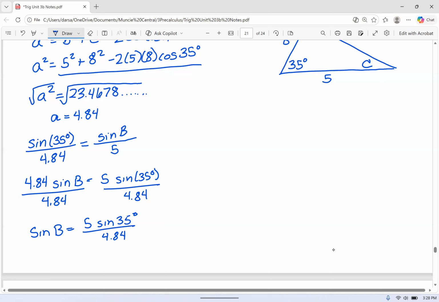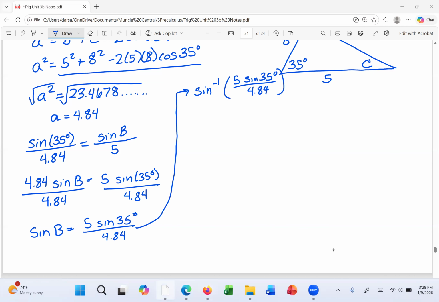But is that angle B? No, that's the sine of angle B. And what do we do when we have the sine but we want the angle? What magical button do we use in our calculator? That's right, we use the inverse. So in this case, it's a sine. So we will use sine inverse of 5 sine 35 degrees over 4.84. And we will put that into our calculator very carefully.